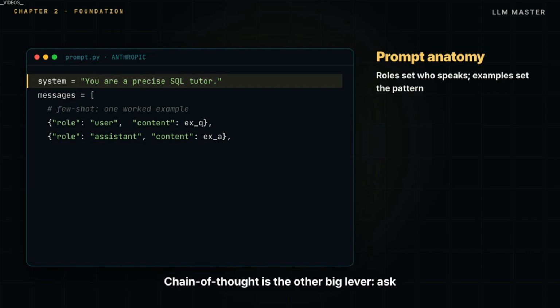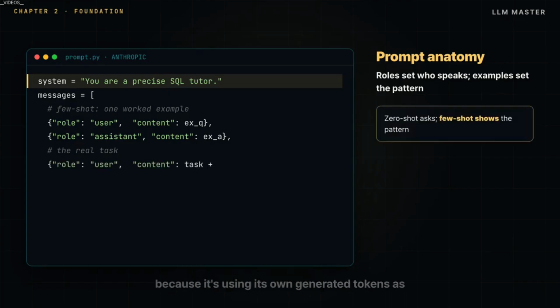Chain of thought is the other big lever. Ask the model to reason step by step before it answers, and on harder problems accuracy jumps, because it's using its own generated tokens as a scratch pad.